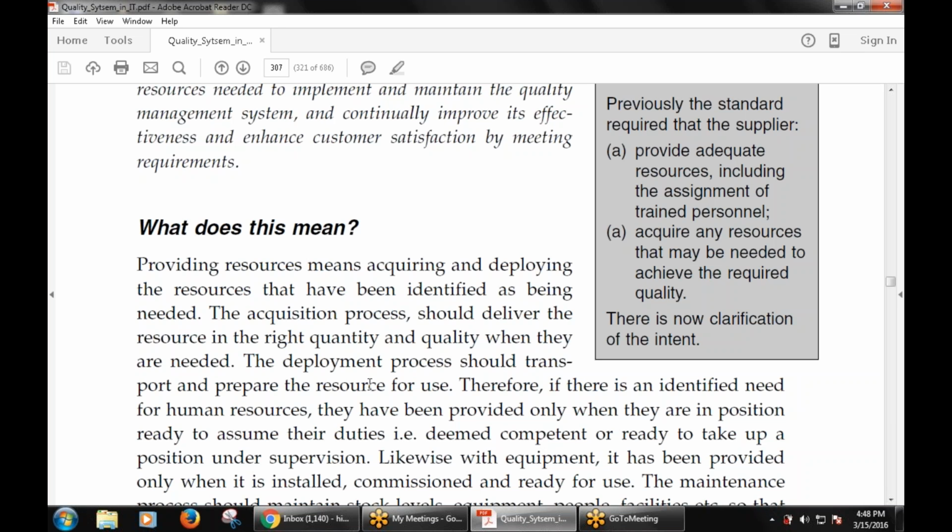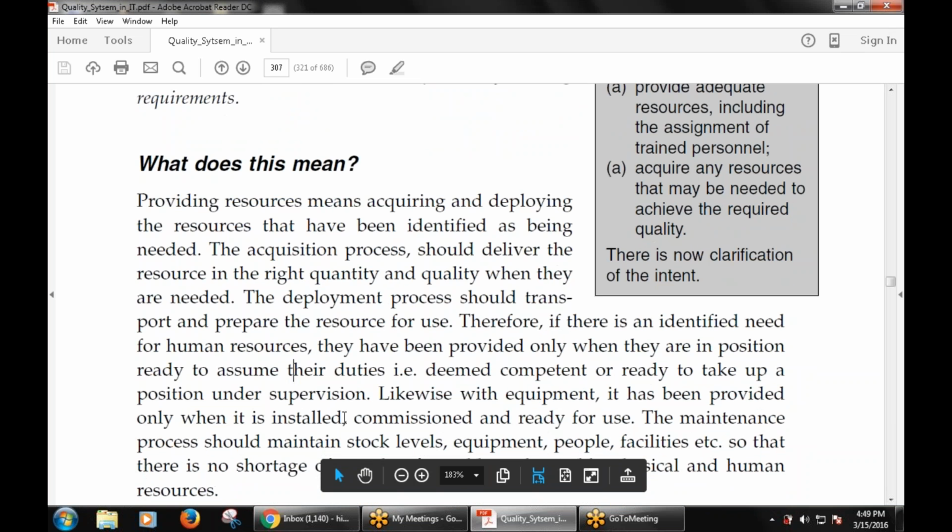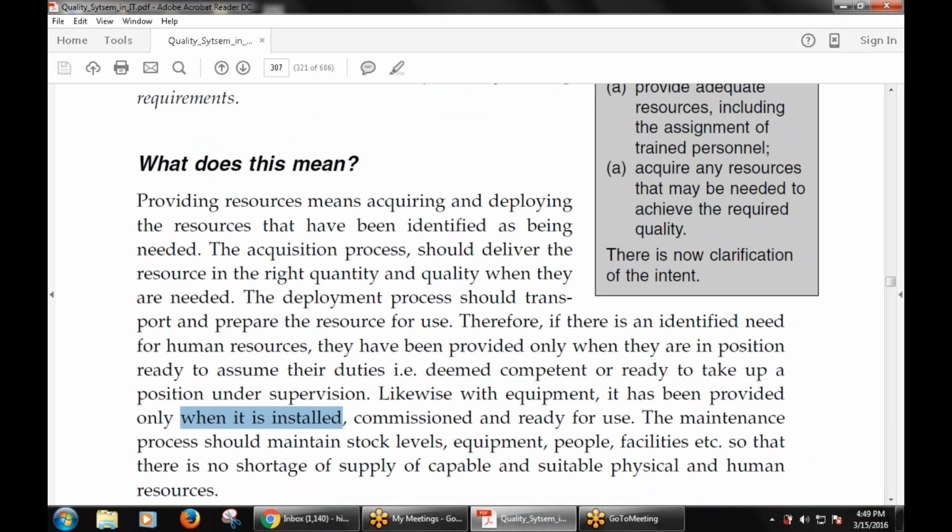Therefore, if there is an identified need for human resources, they are provided only when they are in a position, ready to assume their duties. That is, they are deemed competent or ready to take up a position under supervision. Likewise with equipment, it is provided only when it is installed, provided with access and data, commissioned and ready for use. The maintenance process should maintain stock levels, equipment, people, facilities, etc.